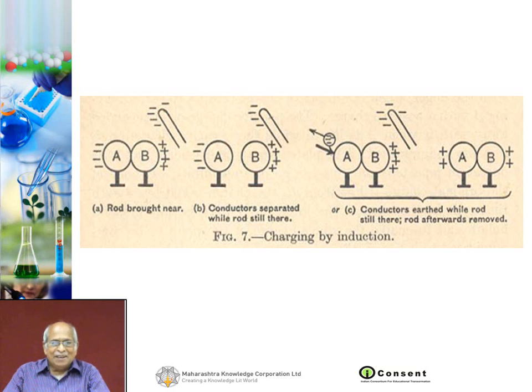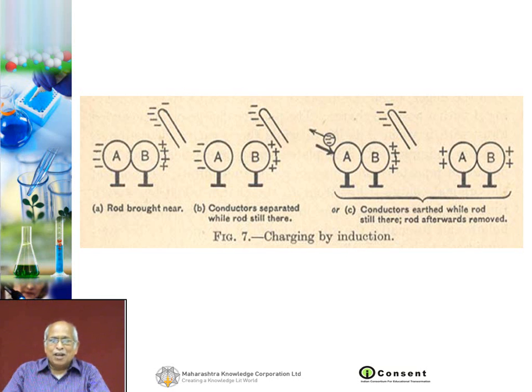Now in figure B, imagine that the spheres A and B are separated. आता आपण A आणि B मेटल स्फिअर सेपरेट केले. So positive charge still remains on sphere B on the surface close to plastic rod. Negative charge still remains on sphere A on the surface away from plastic rod. There are two possibilities. One way is, as before, negative charge on metal sphere A can be removed by connecting it to the ground.